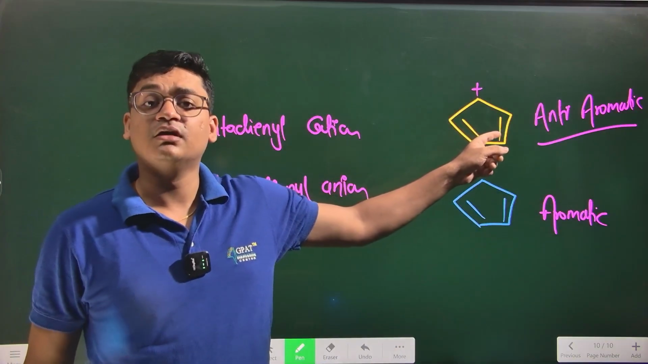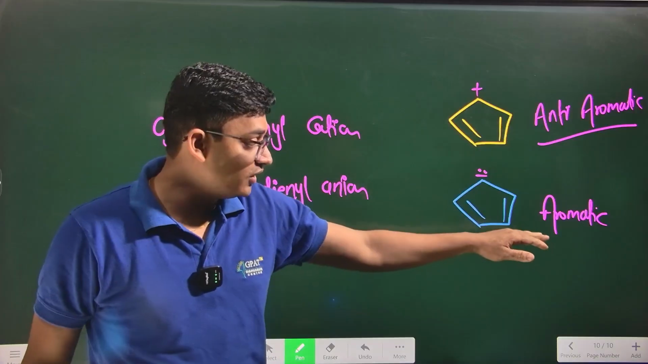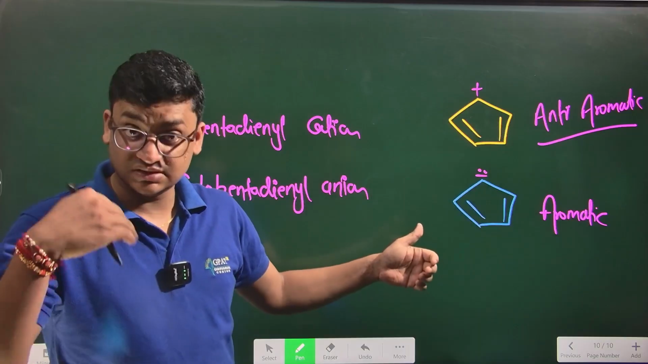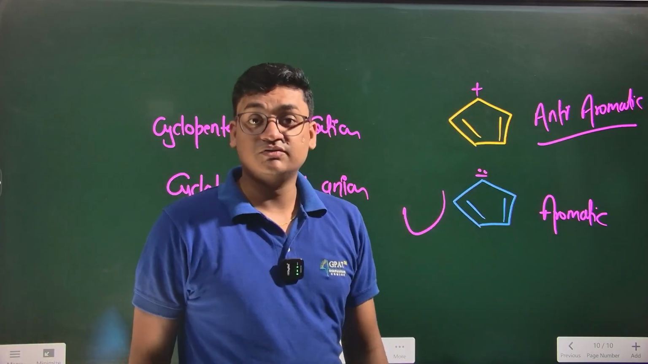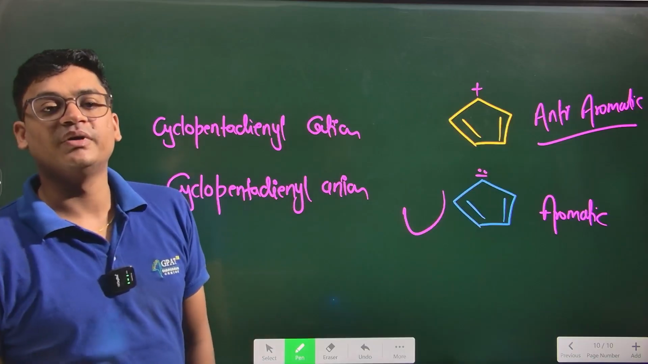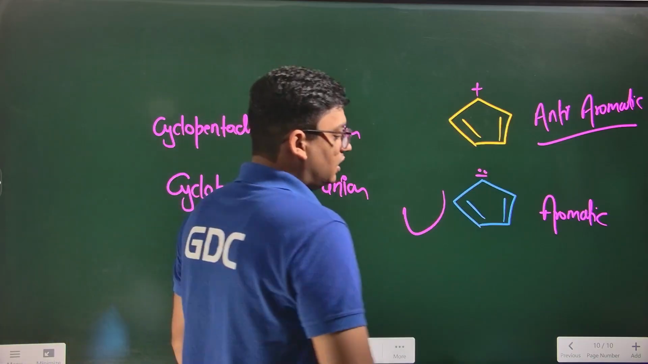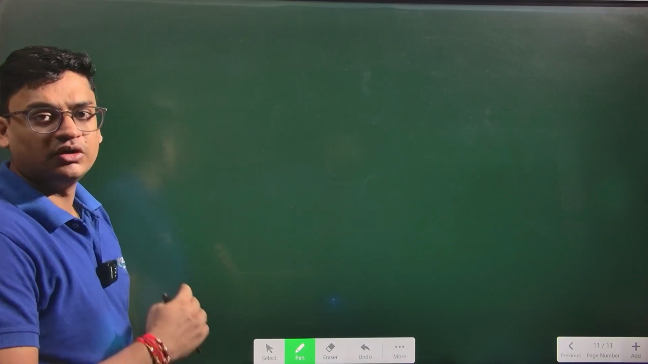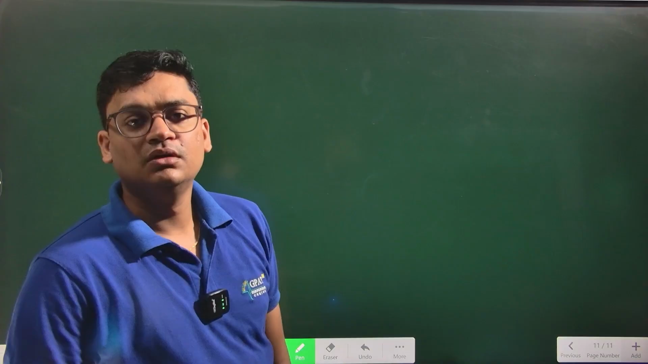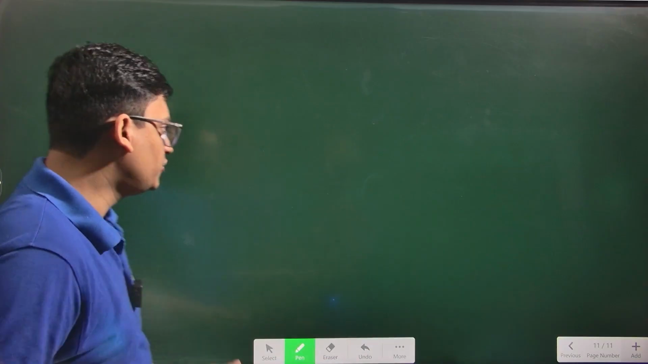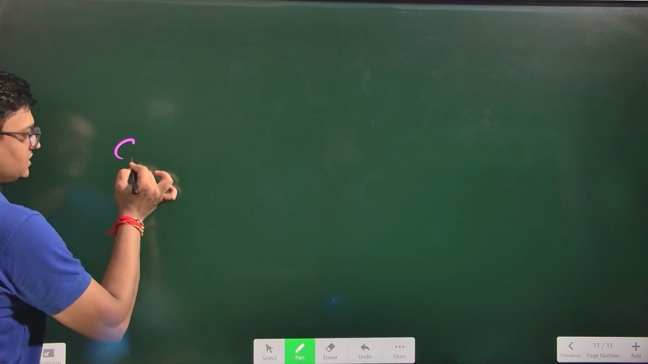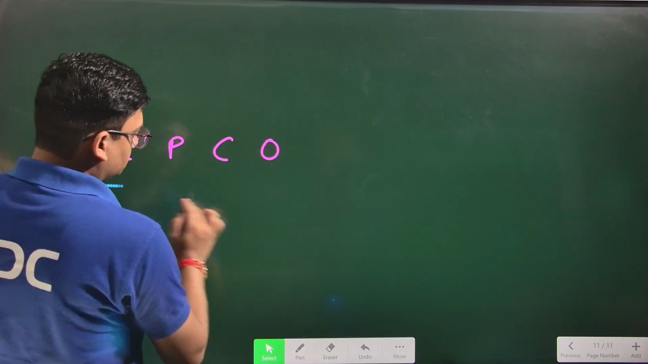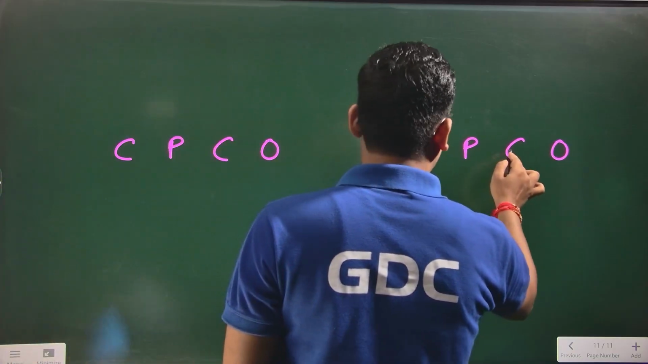So this will be less stable than this one. Due to aromaticity, the cyclopentadienyl anion will be more stable than the cyclopentadienyl cation. That is the stability rule. Now, there is a short trick as well, to find out whether a compound is aromatic or not. You don't have to look for the complete 4n+2 rule. Don't worry about it. You simply remember always CpCO and CpCE. Just remember these two formulas.